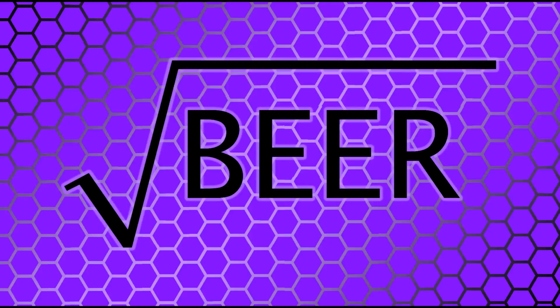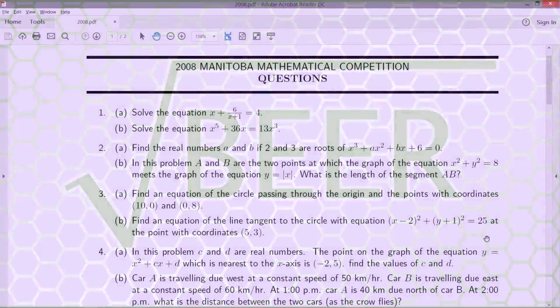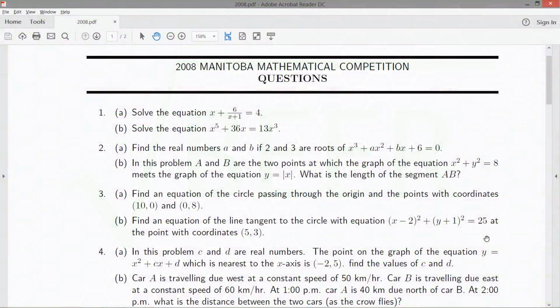We're looking at question number 2 on the 2008 Manitoba Math Contest. Question 2 is broken down into two parts. Find the real numbers a and b if 2 and 3 are roots of x cubed plus ax squared plus bx plus 6 equals 0. So it's a cubic and we're told two of the roots. Now does that mean one of the roots is duplicated? I don't know. But what can we do to find a and b?